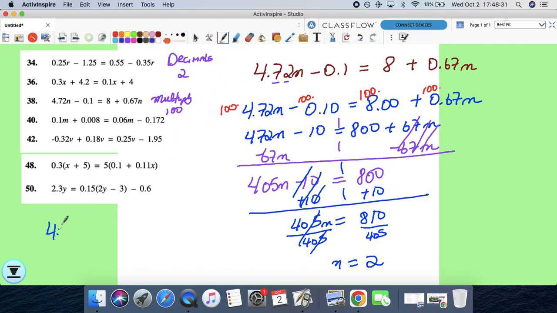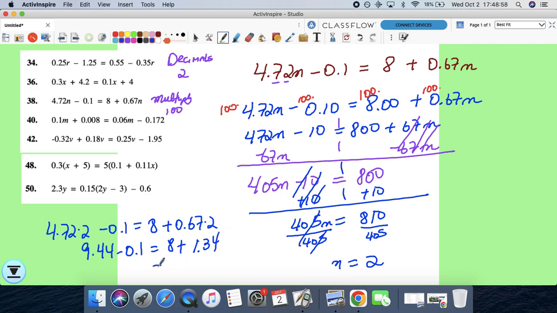So it's 4.72 times 2 minus 0.1 equals 8 plus 0.67 times 2. Okay. 4.72 times 2 is, I have no idea, it's going to be 9.44, minus 0.1, and 8 plus 0.67 times 2 is 1.34. So $8 on the right side plus $1.34 is $9.34. On the left side, $9.44 minus 10 cents is $9.34. My solution is good, my check is good.